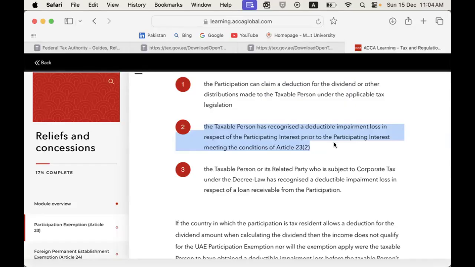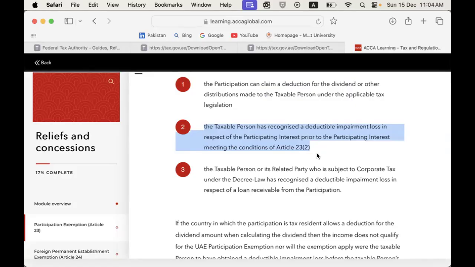prior to the participating interest meeting the conditions of the exemption. What happens when we discussed impairment? When all the conditions are met, then the exemption applies. So before meeting all the conditions, we cannot claim any loss or gain as an exempt loss or gain.